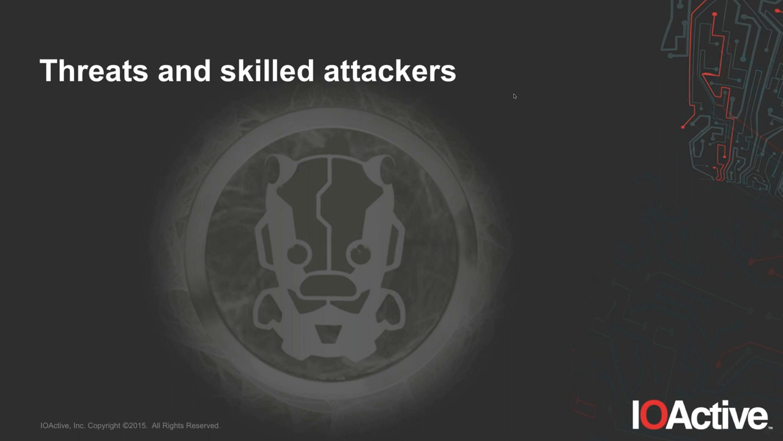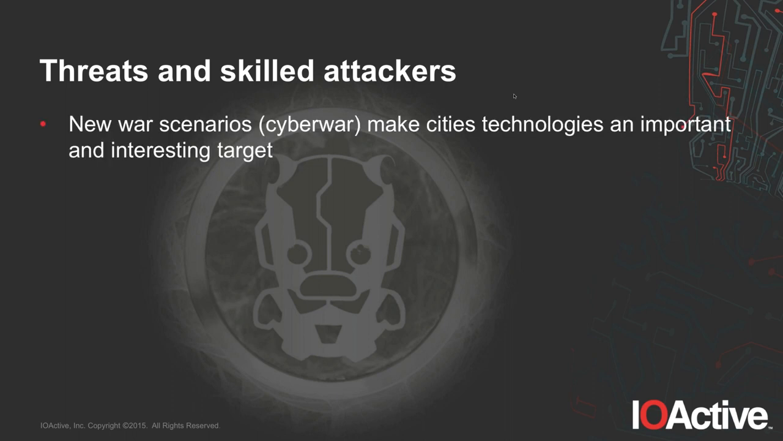So what are the threats and the attackers that can be targeting cities? So first we have nations. I mean, in cyber war scenarios, the thing you will target will be the technology of your adversary. And city technology will be a really interesting target for your adversary, because if you are in a conflict, then you will try to affect your adversary in different ways. And attacking city technology will be a very interesting one.